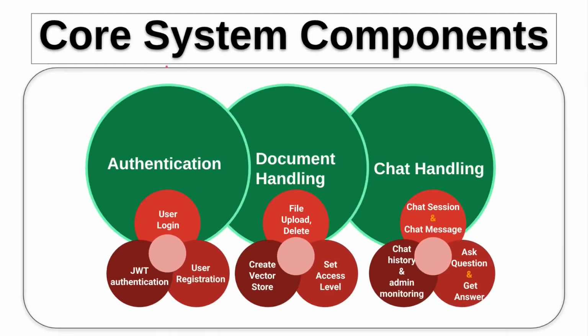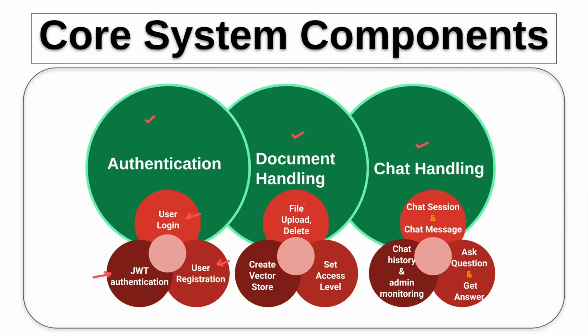Now let's see the core system components. We divided our full system into 3 parts. One is authentication, another is document handling, and another is chat handling. In authentication, there are user login, user registration, and JWT authentication.